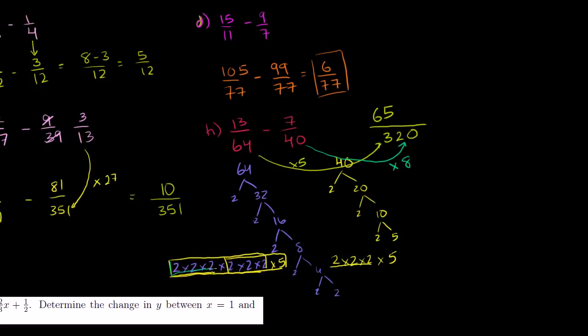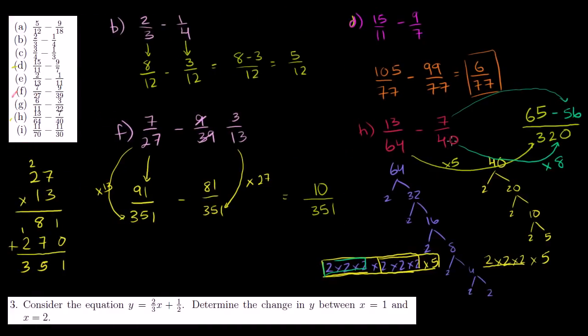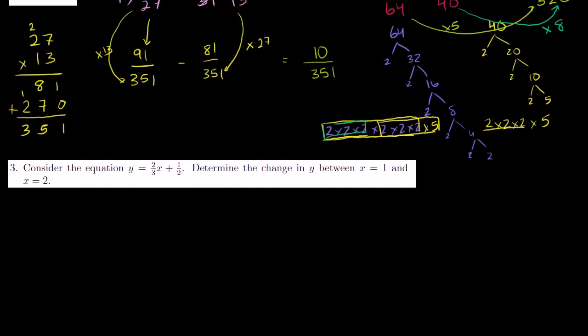And you can see that there. You have these other 3 2's, 2 to the third power. So we have to multiply by 8 over here. So 7 times 8 is 56, so we have a minus 56. 65 minus 56 is 9, which is equal to 9 over 320. That was a little bit of a hairy problem, but we were able to power through it. Let's do this last problem down here.